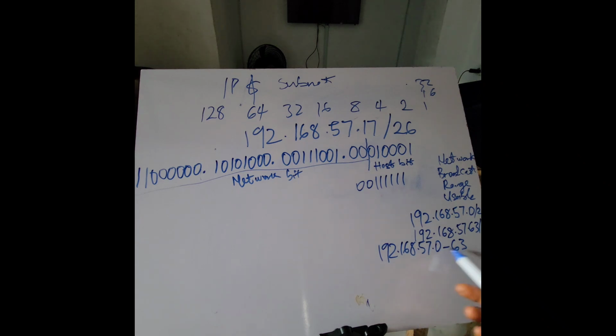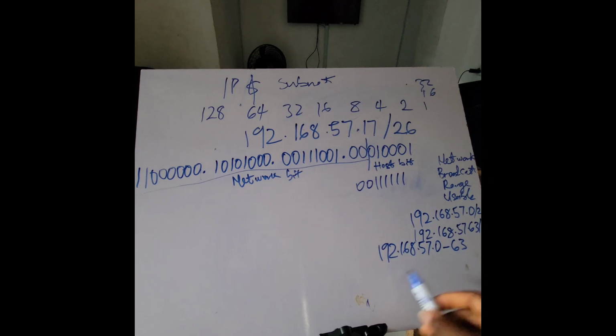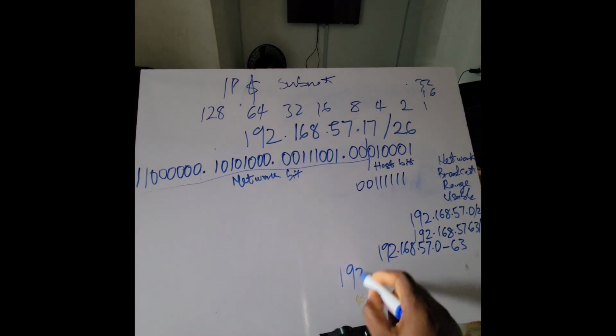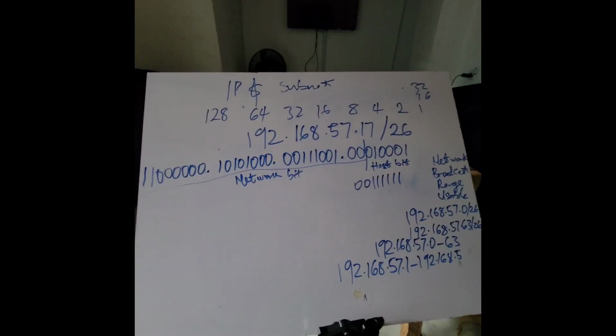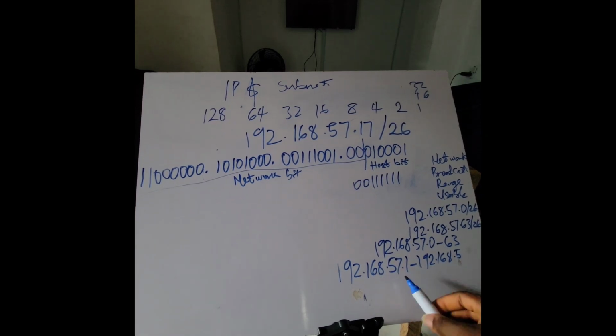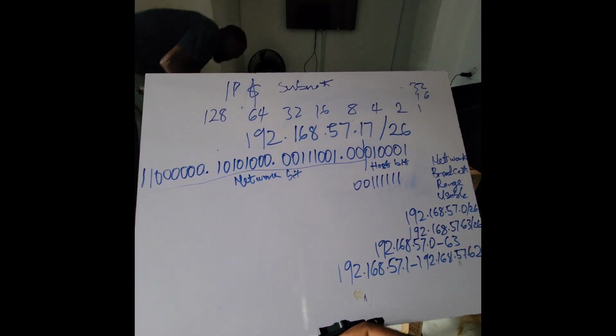To know the usable IP addresses, you just subtract two: you subtract the network IP address and the broadcast IP address. So the usable IP addresses are going to be from 192.168.57.1 to 192.168.57.62. So this is how we still calculate it.